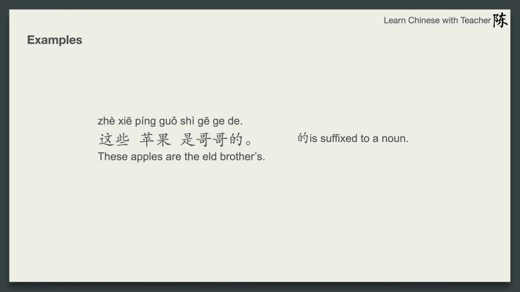The first one. 这些苹果是哥哥的. These apples are the elder brother's. In this sentence, the 的 is suffixed to a noun. The head word of this 的 phrase is 苹果, and it has been omitted in the Chinese sentence. The reason why we omit the second 苹果 is because we have mentioned it in the beginning, and you don't want to say it twice in one sentence. In English, you omit it too.